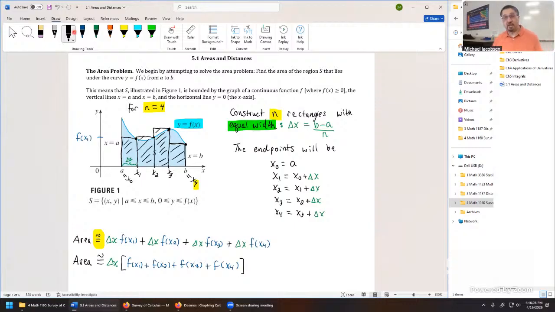So that's our introduction to computing the area. Really, it has 3 basic steps. Step 1 is come up with the equal widths. Step 2, decide on which endpoints you're using, list them all. And step 3, just crank out that expression there.